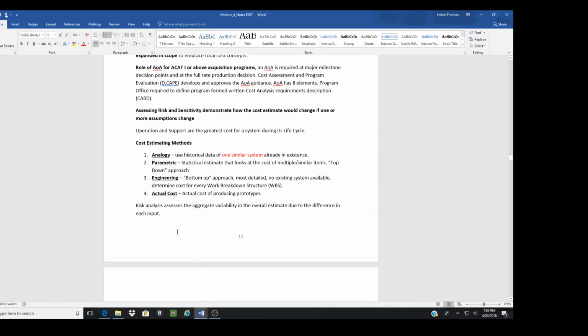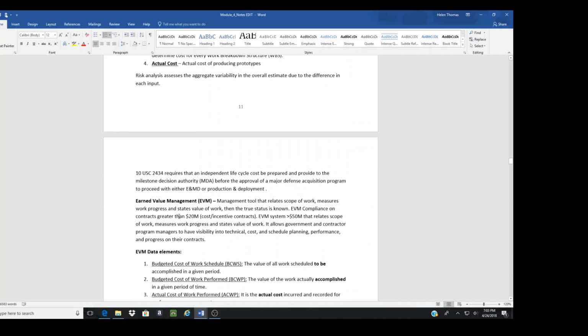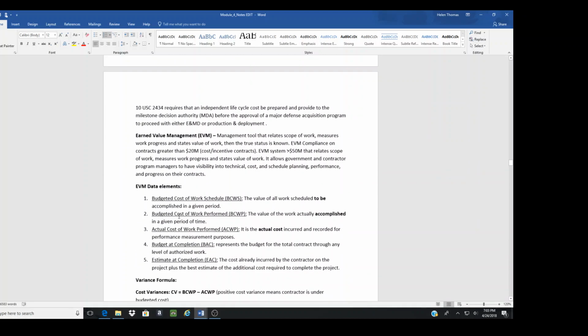The risk analysis assesses the variability in the overall estimate due to the difference in each input. Based on the data you put in and the different assumptions and criteria, it will change your risk analysis. So make sure you always go back to verify.